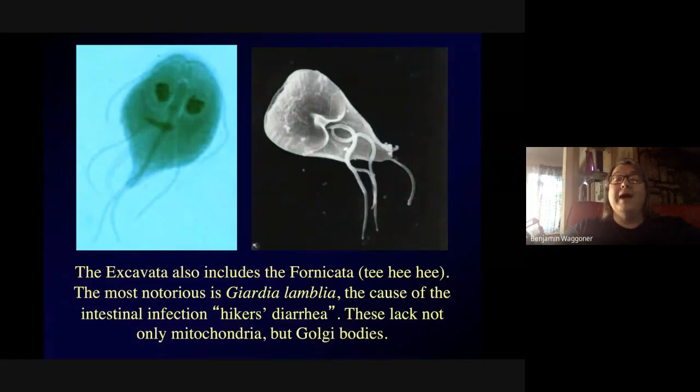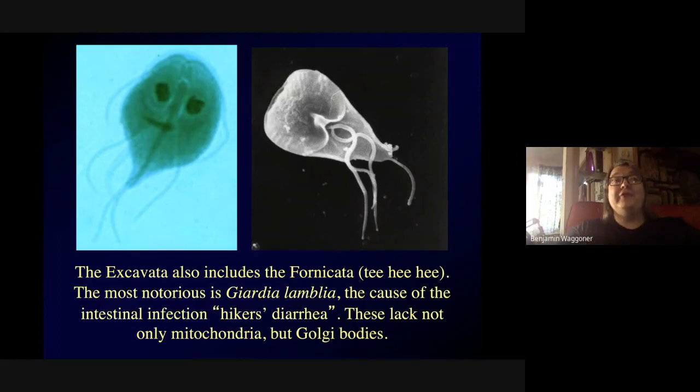Over there on the right, you've got a scanning electron micrograph of one, and you can see flagella coming out, and on the underside, there's this broad, flattened area that acts as a little attachment disc, almost like a suction cup, that causes these cells to attach to your intestinal lining.